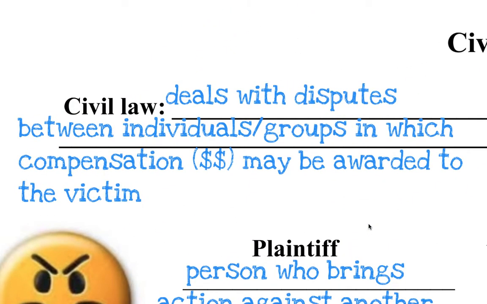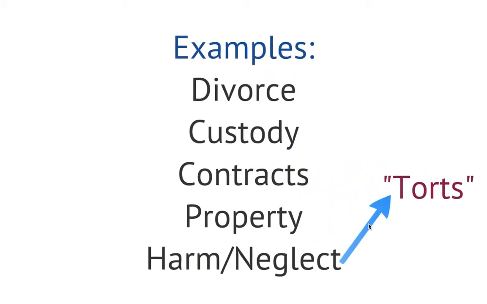So civil law is a law that deals with disputes between individuals or groups in which compensation may be awarded to the victim. So really it just has to do with money. Some examples could be divorce, custody, contracts, property, and harm or neglect, which is called a tort. Most of these things, actually all of these things, nobody broke a law. It's just there is money involved, and the court has to be involved to decide what to do with the money. Now, tort is a little different.